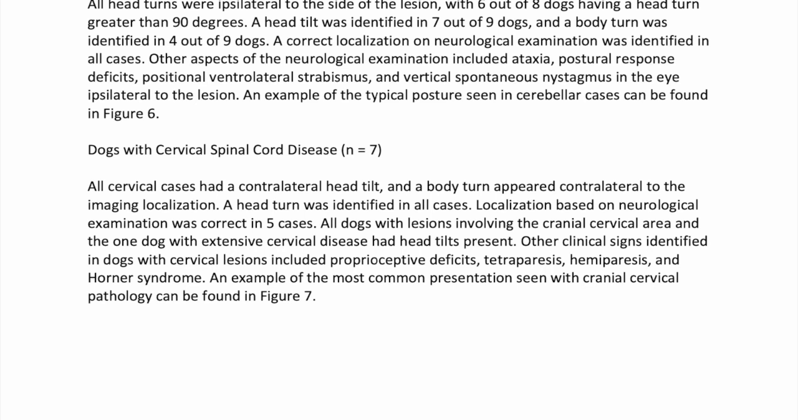Dogs with cervical spinal cord disease, N equals 7. All cervical cases had a contralateral head tilt, and a body turn appeared contralateral to the imaging localization. A head turn was identified in all cases. Localization based on neurological examination was correct in 5 cases.